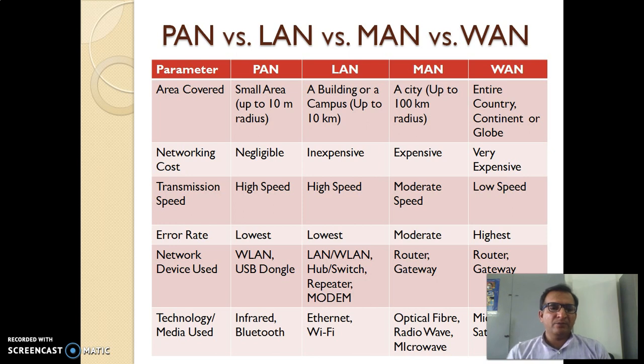Technology media used, infrared and Bluetooth technologies are used in PAN. Ethernet and Wi-Fi are used in LAN. Optical fiber, radio wave, microwave used in MAN, and microwave and satellite links are used in WAN.